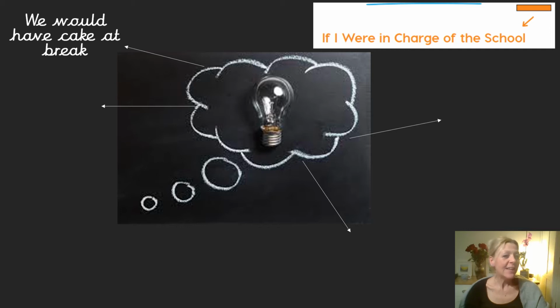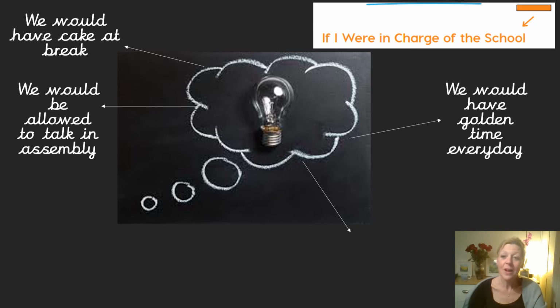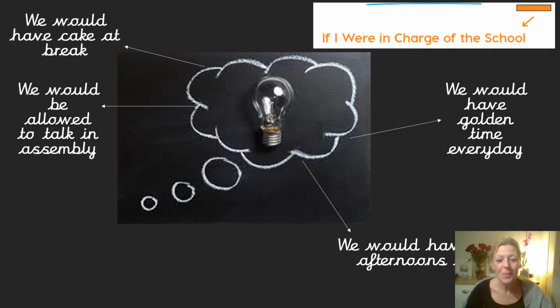We would have cake at break. That would be nice, wouldn't it? We would be allowed to talk in assembly. Goodness me, I mean, you really are in charge, so you can really make all the rules. And what about, we would have golden time every day. That would be chaos. Or maybe, finally, we would have the afternoons off and we would only go to school in the mornings. I don't know, I'm sure you could think of hundreds of ideas of what you would do if you were in charge of the school. Jot them down, have a think.